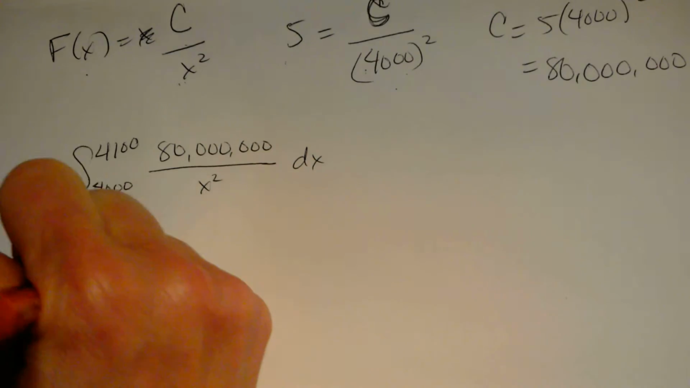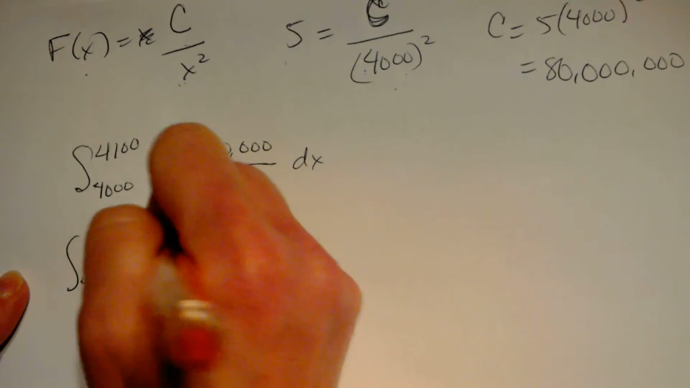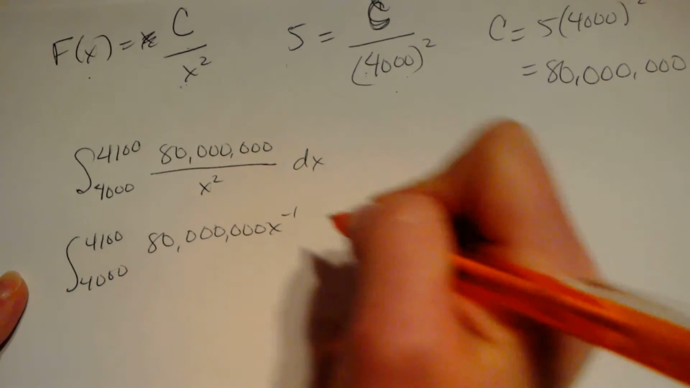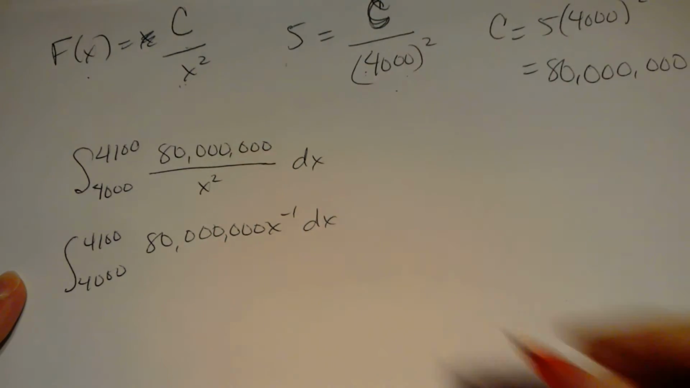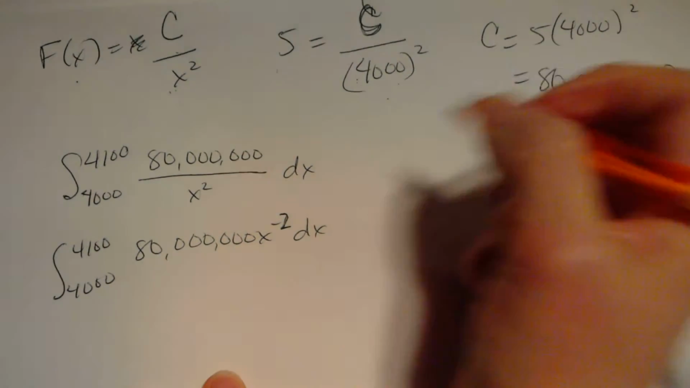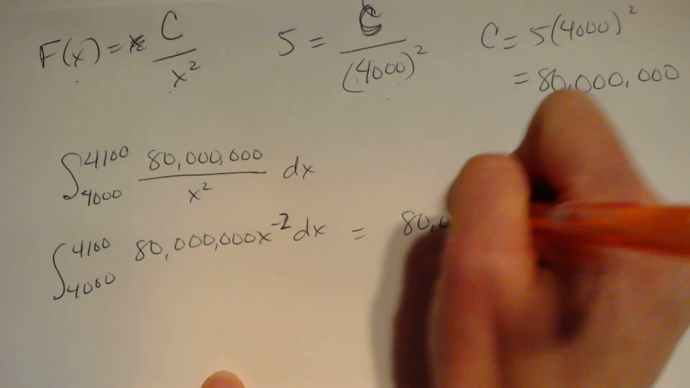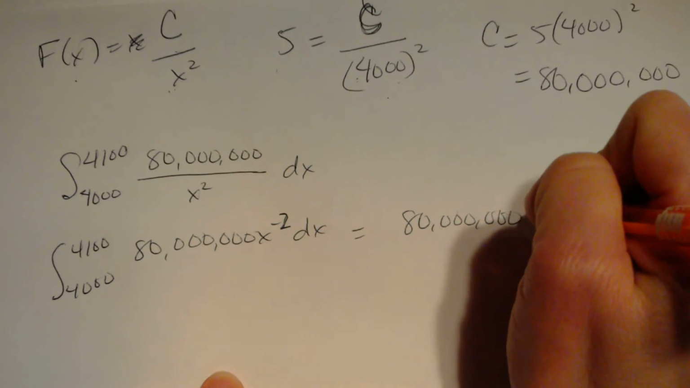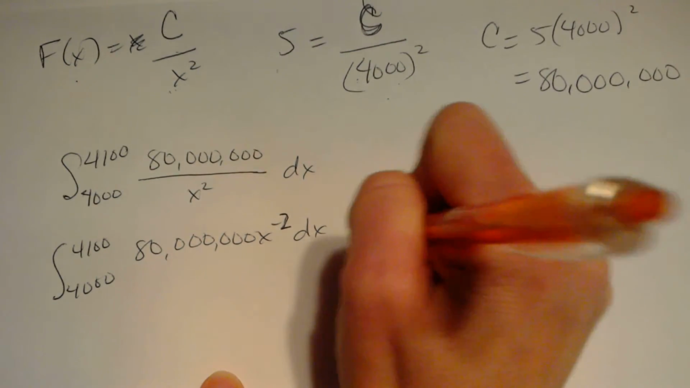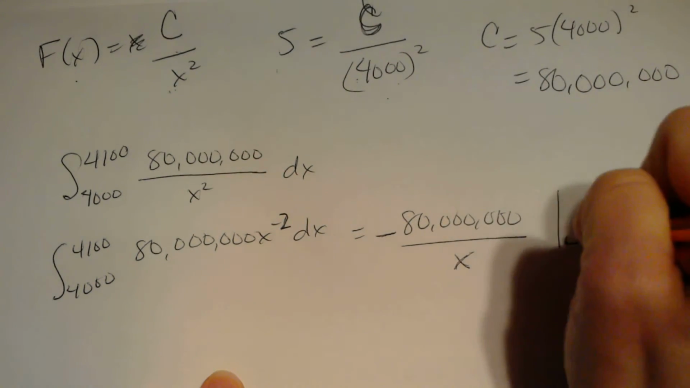I'm going to rewrite that and make it a little easier to work with. X to the negative 2. When we integrate it, we add 1 to the exponent, so now it's x to the negative 1. Let's move that down and divide by negative 1, so we'll stick a negative there.